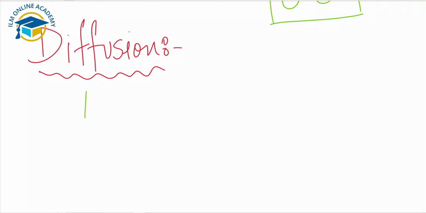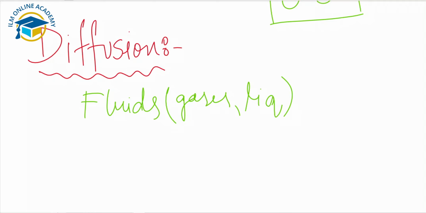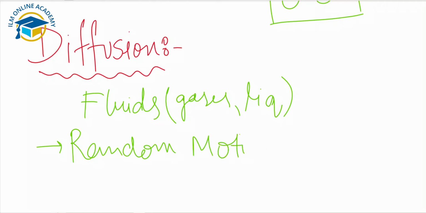Diffusion occurs in fluids, not in solids. In fluids we have gases and liquids. Gases and liquids are included in the fluids, so diffusion happens just in these two states. This is just because of the random motion of the particles. In case of solids, particles just vibrate at their fixed positions. They don't have any random motion, so just because of that, diffusion does not happen in solids. Diffusion will happen in fluids like gases and liquids.